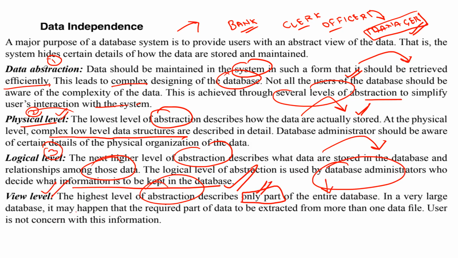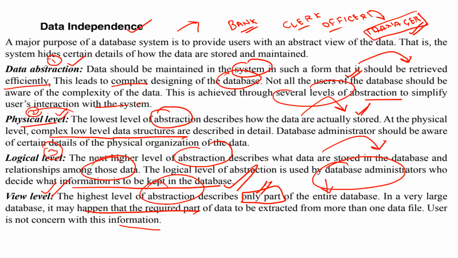In a very large database, it may happen that the required part of the data has to be extracted from more than one data file. And the user is not concerned with this information. So, data independence and how the data is stored.